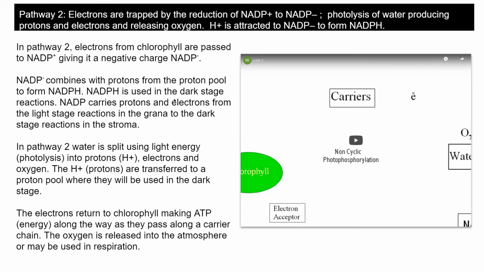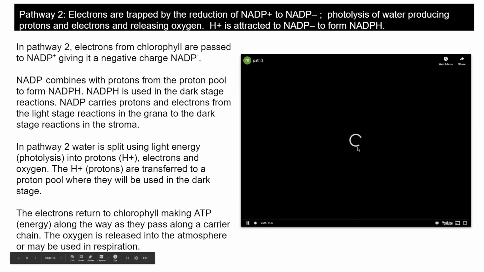NADPH is used in the dark stage reactions. NADP carries protons and electrons from the light stage reactions in the grana to the dark stage reactions in the stroma. So NADP is an important molecule. In pathway 2, water is split using light energy into protons, electrons, and oxygen. The protons are transferred to a proton pool where they'll be used in the dark stage. The electrons return to chlorophyll, making ATP along the way as they pass along a carrier chain. The oxygen can be released into the atmosphere or can be used in respiration.